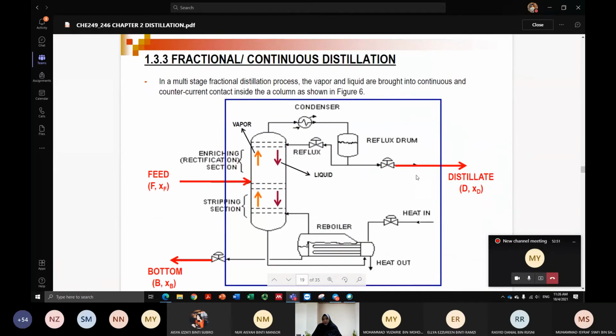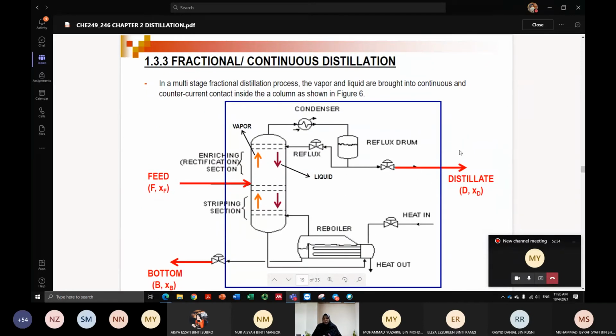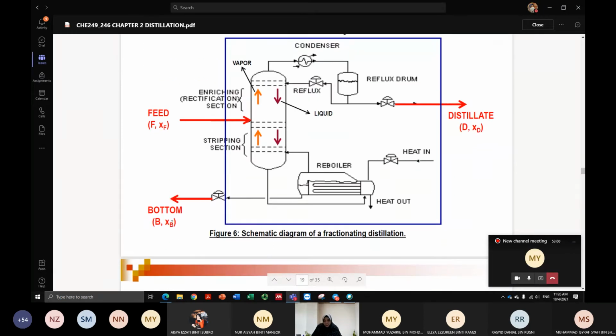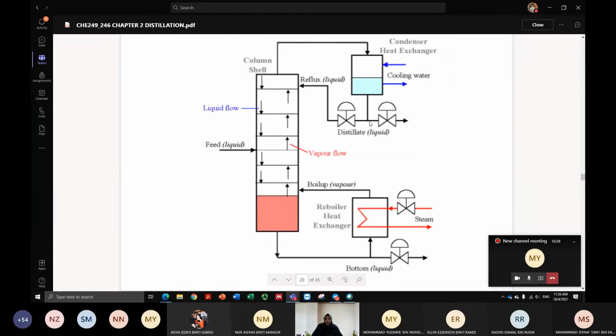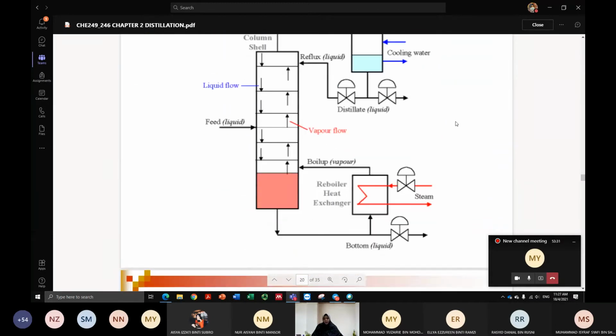But for fractional or continuous distillation, you're going to have a distillate and you're going to have a bottom product also. Because of that, you need two operating lines, not two operating conditions. You need two operating lines, which come from the enriching section and the stripping section. So there are two operating lines. All right, this is just to simplify the schematic diagram.